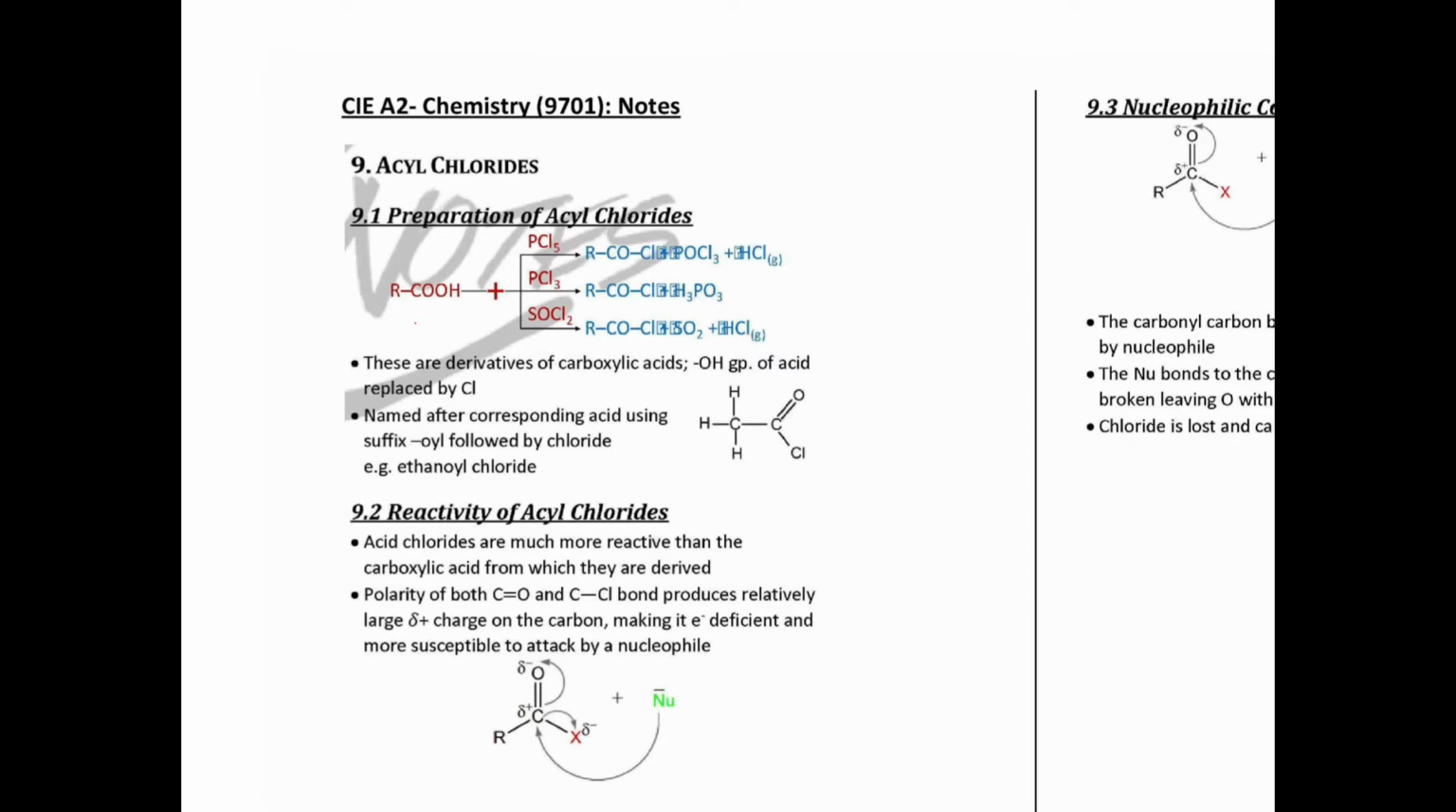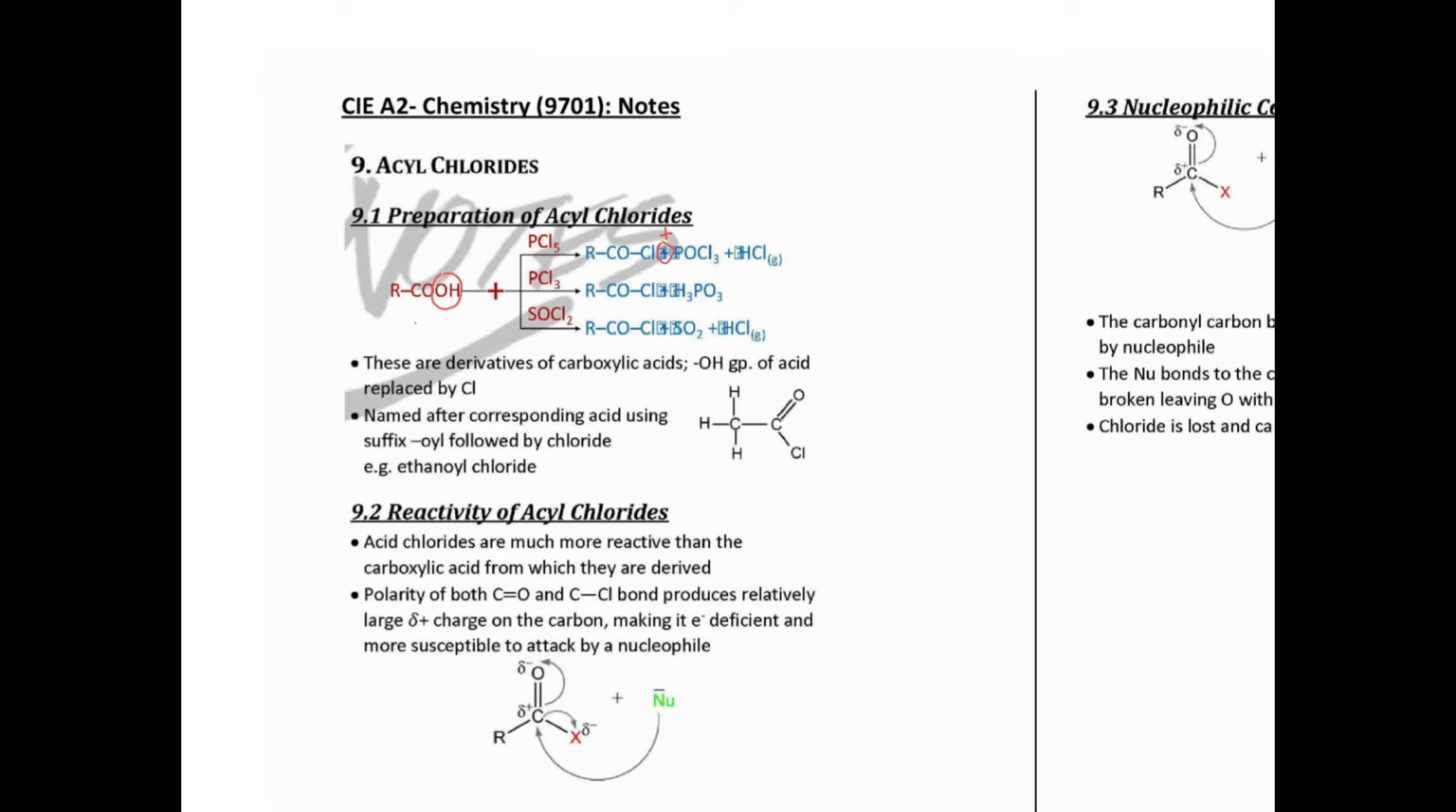So likewise, same idea over here. The OH of the carboxylic acid is replaced by Cl. So it forms RCOCl plus POCl3 and then plus HCl. So you can refer back to alcohol to understand all this. That time I already mentioned how they react in detail.